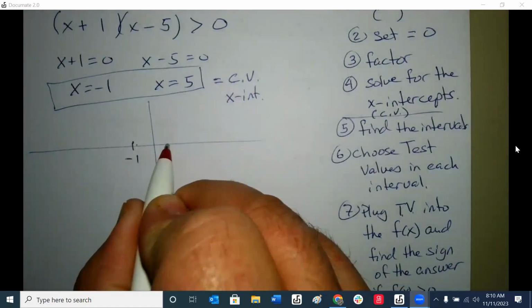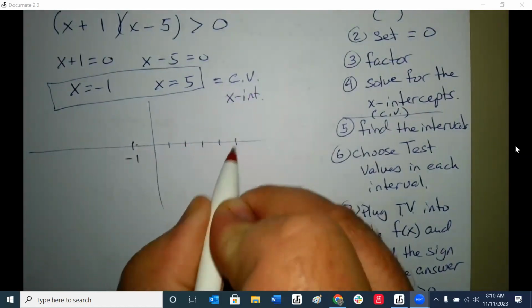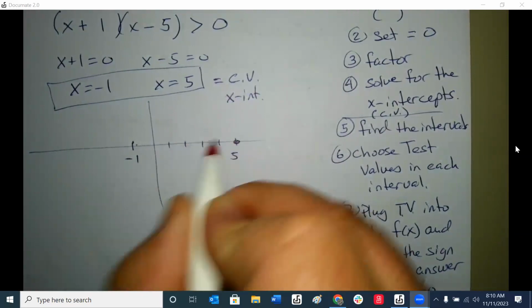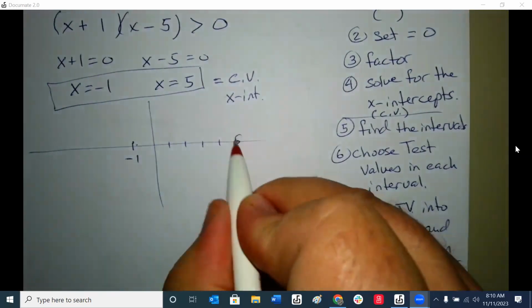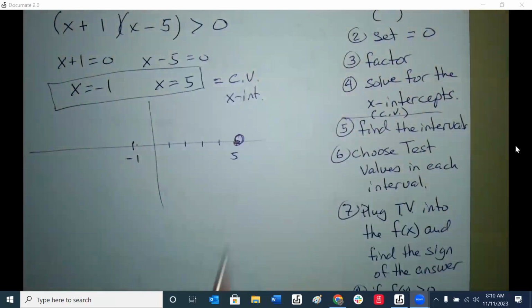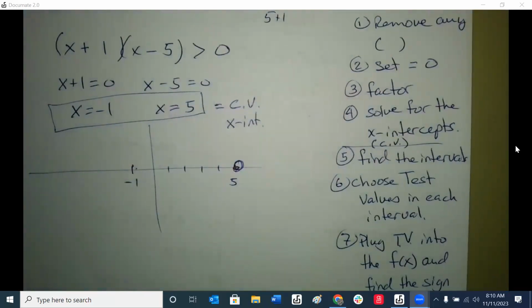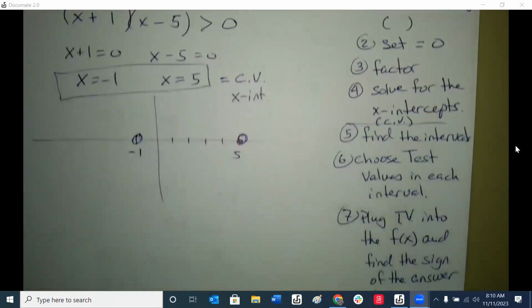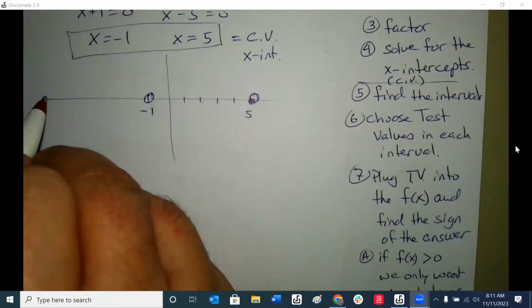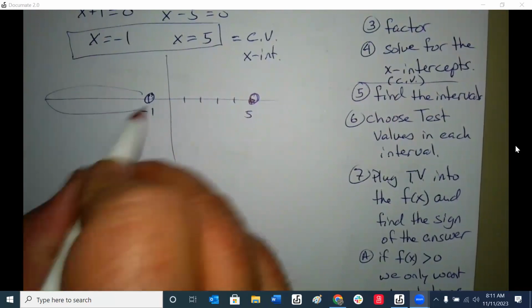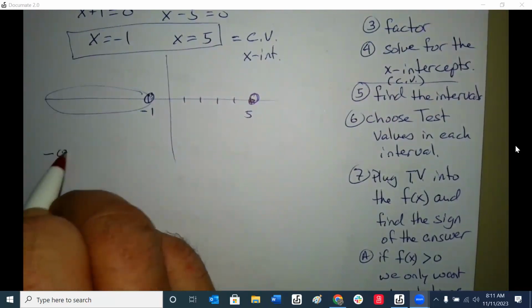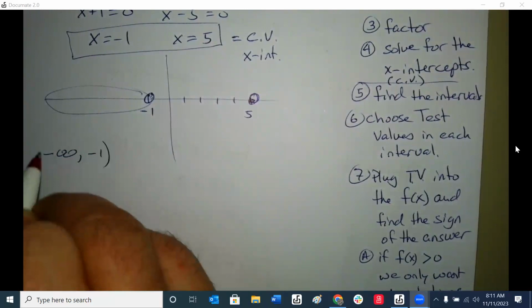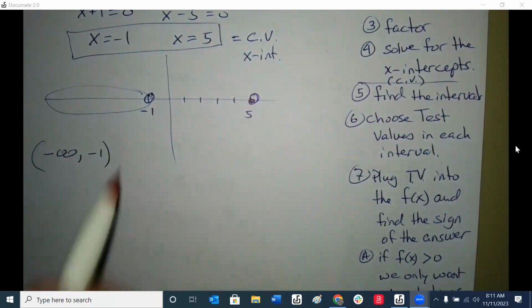So I have it at -1, 1, 2, 3, 4, 5. Since it's an open circle because there's no line underneath it, it's a strictly greater than, whereas I can't use those numbers. The intervals: in this first interval, I'm going from -infinity to -1. Remember, it's open, so I can't use that.